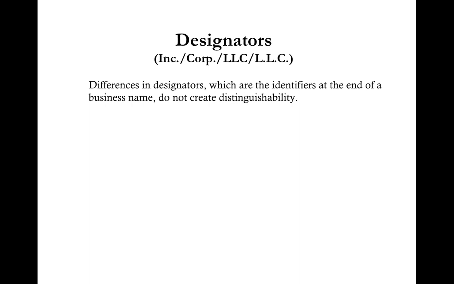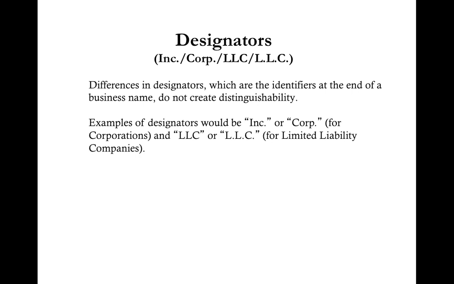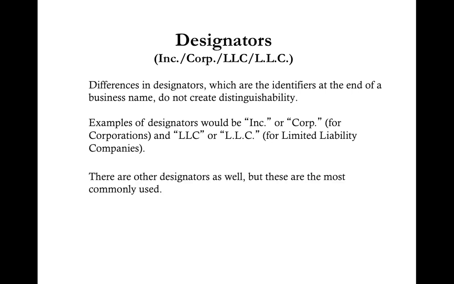Differences in designators, which are the identifiers at the end of a business name, do not create distinguishability. Examples of designators would be Inc. or Corp for corporations and LLC or L.L.C. for limited liability companies. There are other designators as well, but these are the most commonly used.